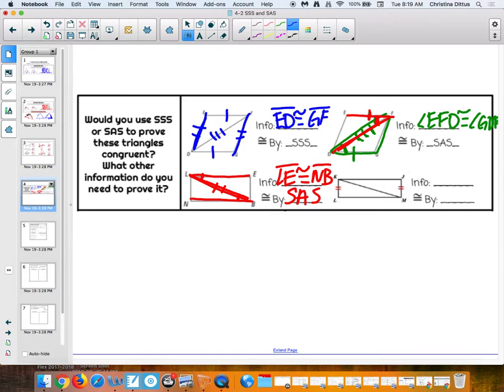Okay. Here I'm told sides are the same. What else, looking at my picture, can I decide? My middle. So I have 2 sides marked. What could I use? I could use SSS or SAS. Either one. Okay. Let's do, which one? SSS. Okay. If I'm gonna do SSS, what would I have to be given? KJ is congruent to ML.